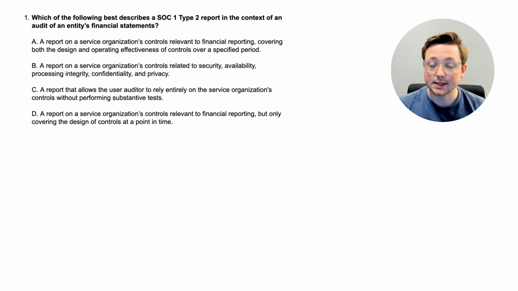Which of the following best describes a SOC 1 Type 2 report in the context of an audit of an entity's financial statements? Okay, let's go through the options. Option A, a report on a service organization's controls relevant to financial reporting, covering both the design and operating effectiveness of controls over a specified period. Option B, a report on a service organization's controls related to security, availability, processing integrity, confidentiality, and privacy. Option C, a report that allows the user auditor to rely entirely on the service organization's controls without performing substantive tests. Or option D, a report on a service organization's controls relevant to financial reporting, but only covering the design of controls at a point in time.